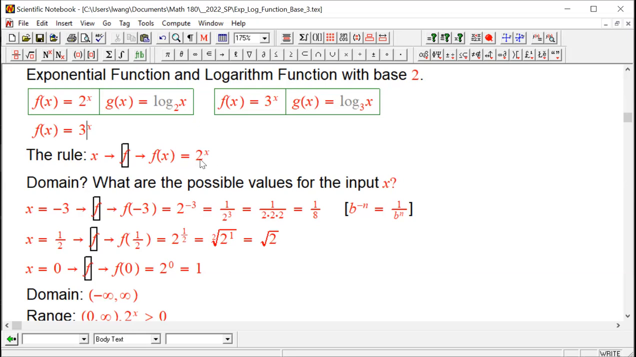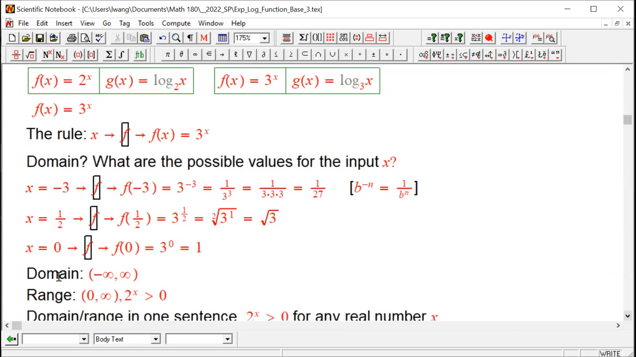The rule has changed slightly. So it's going to be 3 to the power x as output. Domain, we will observe negative number, positive number, 0, right? Of course, the base has now changed to 3. So this is 3 times 3 times 3, and that's going to be 27. It's still a positive number. When the input is half, this is going to be square root of 3 because the base is 3. Still a positive number. When x is 0, it's 3 to the power 0, so the output is 1.